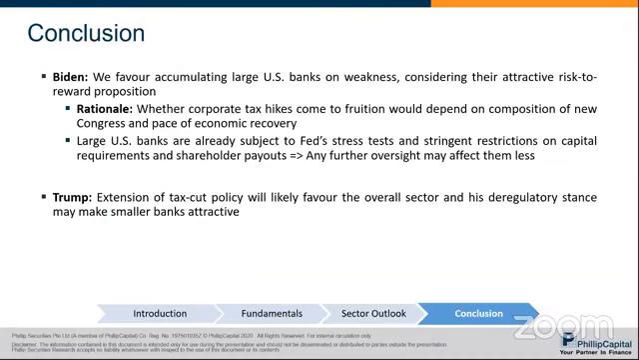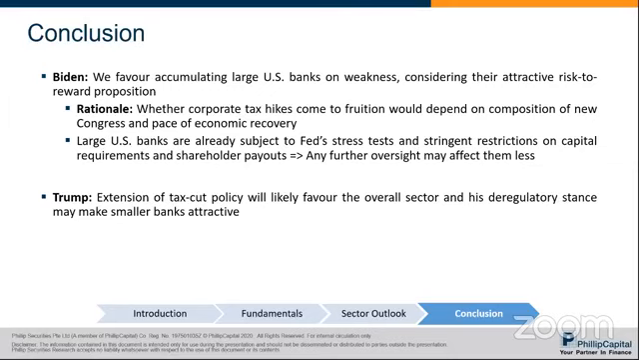But ultimately, the conclusion that we have, we do favor accumulating large US banks on further weakness, considering their attractive risk to reward proposition. But this will definitely be more of a longer term hold. If I'm talking about longer term hold, it could be for the next 1 to 2 years. And for the corporate tax hike to come to fruition, it will depend on the composition of the new Congress. So if we have a split Congress, potentially the corporate tax hike may be reduced to a lesser extent.